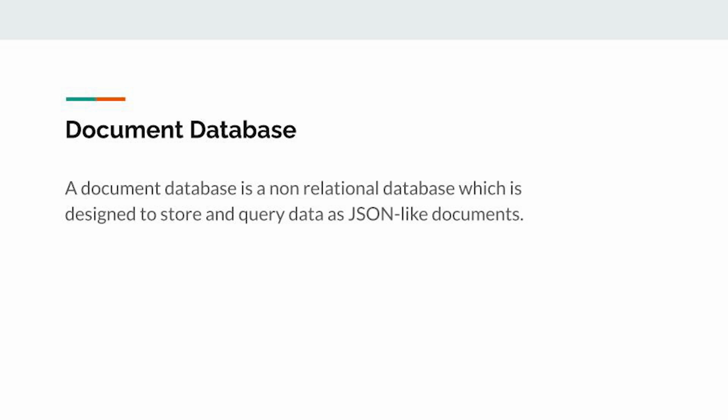Next topic, document database. A document database is a non-relational database which is designed to store and query data as JSON-like documents. Documents are stored as collections. Data in document database is called semi-structured because they have a JSON-like structure. But all the documents in a collection don't have to have the same structure. So the data structure is not as strict as of relational databases.